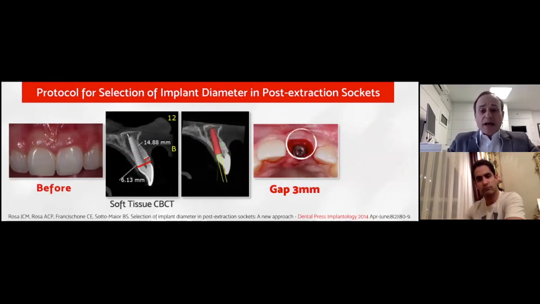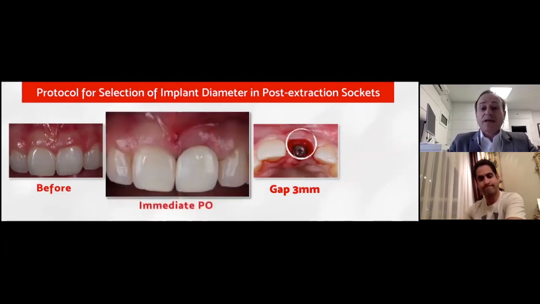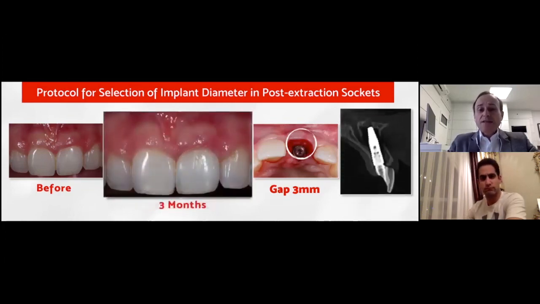And as you can see here, we have already performed the IDR technique, and we harvest bone from the tuberosity. As you can see, we have a gap around 3 millimeters completely filled. This is the immediate post-op. We made our provisional restoration using the same crown from the patient. And this is the post-op after 3 months. After hard and soft tissue is being healed, you can see in the image on the right, the bone graft that we had placed over the implant platform still remain and remodel over the implant platform.